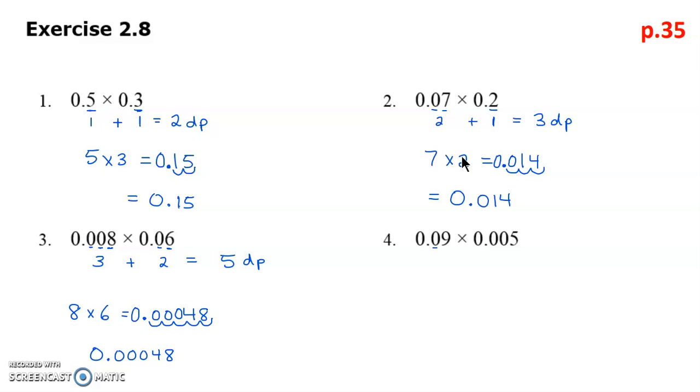Number 4, 2 decimal places, and 3 decimal places. My answer will have 5 decimal places in it. 9 times 5 is 45, and we're going to be doing very similarly to number 3. We're going to be moving from the right 1, 2, 3, 4, 5 decimal places. 0 to hold the ones place. 1, 2, 3 zeros. And I just write it again so it looks a bit nicer, but I don't mind doing those bubbles. Kind of that jumping really keeps me organized. 0.00045.